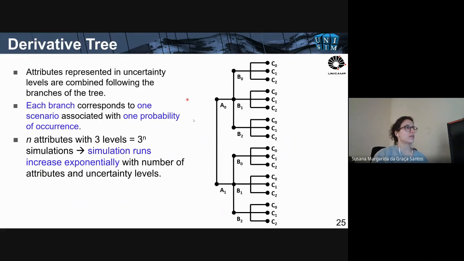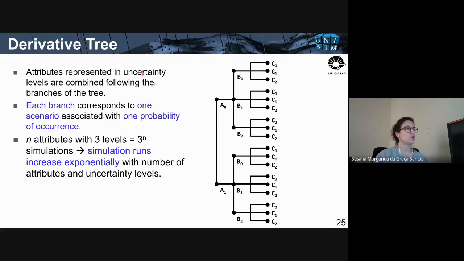So the derivative tree is very outdated in the way that it worked before. It can work, for example, maybe in exploration, but in our problem we have so many uncertainties, and we have just statistical uncertainties, we have hundreds of possible values. This way of doing it became very unfeasible.